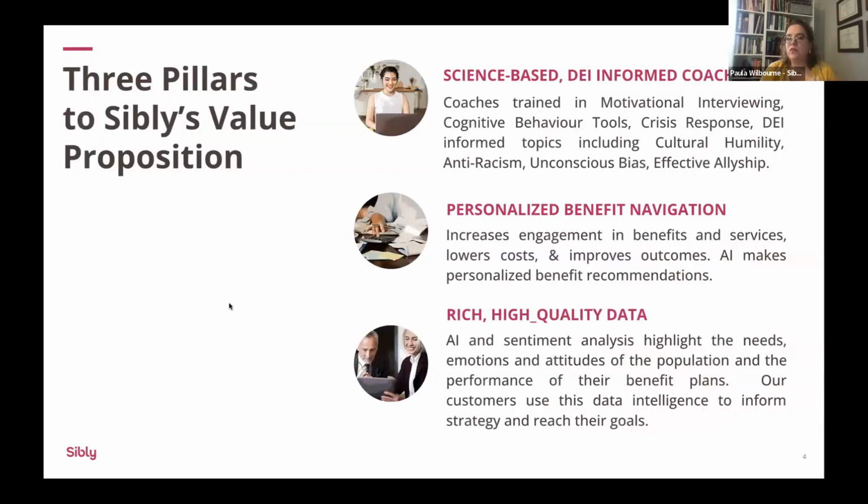So there are 3 pillars to our value proposition. One is empirically based DEI informed coaching. So we train our coaches rigorously in a competency-based model, meaning if they don't successfully learn what we need them to learn and they're not responsive to QA, they're not going to be with us. So in order to be our coach, you have to use the things we've taught you to do.